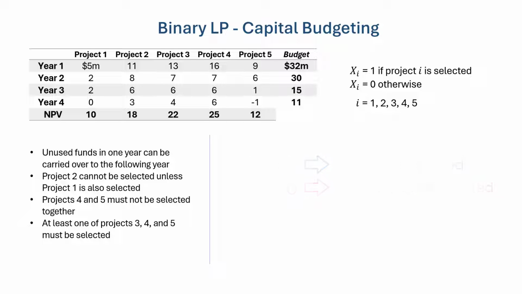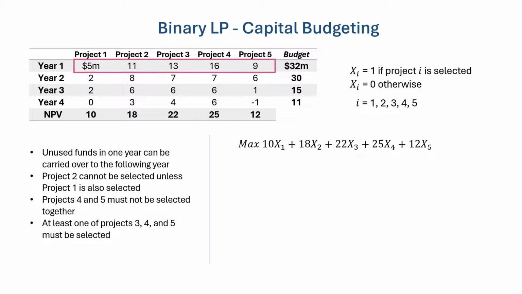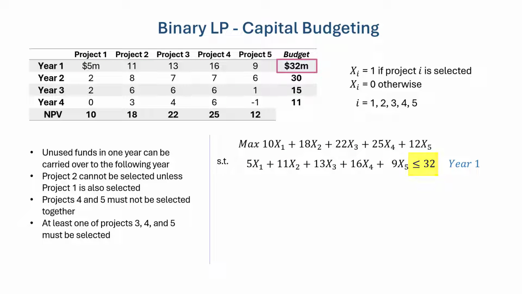Since the objective is to maximize total NPV, the objective function will be to maximize 10x1 plus 18x2 all the way to 12x5. For the year 1 budget constraint, we have 5x1 plus 11x2 all the way to 9x5, which cannot exceed the first year budget of 32 million.